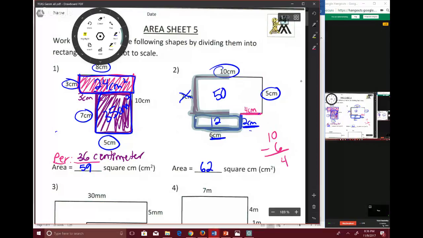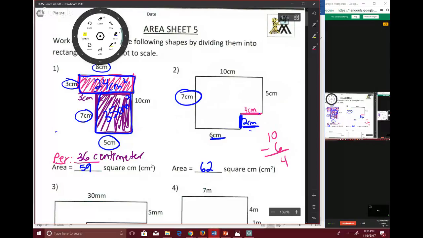Now I forgot to do perimeter. I always forget to do perimeter, so let's back up and do that. To do my perimeter, all I need to do is pick a place to start. I always start on the left. So it's going to be 7 plus 10 plus 5 plus 4 plus 2 plus 6. The 7 is what I don't want to repeat. The 7 is what I've already got. So 7 plus 10 plus 5 plus 4 plus 2 plus 6 comes out to 34 centimeters, and our area came out to 62 square centimeters.